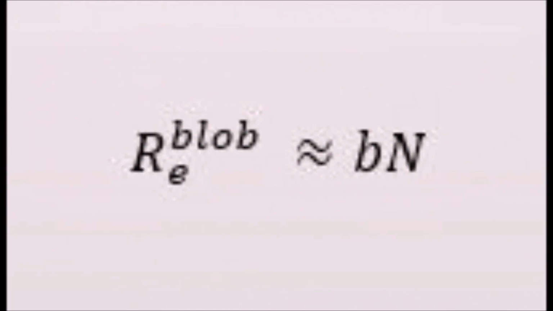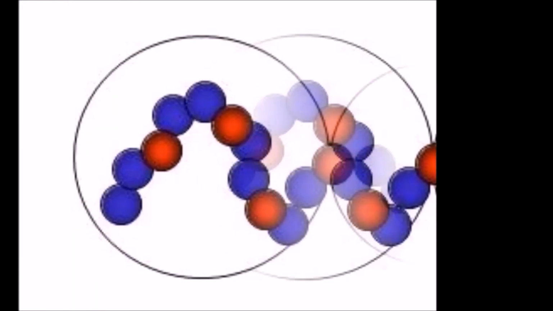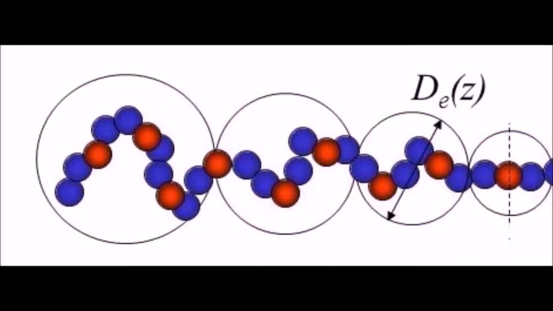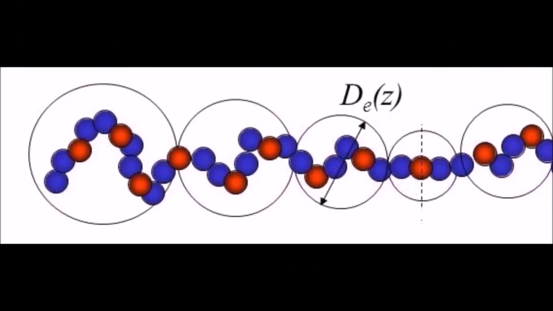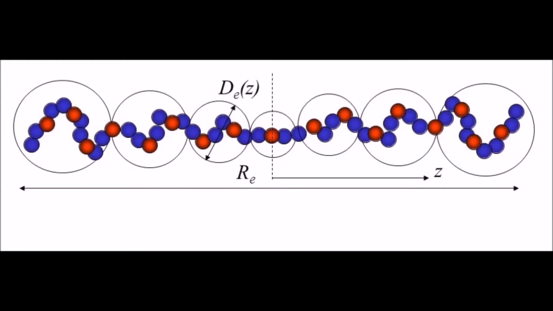The end-to-end distance according to this theory scales as given in the equation, where B is the bond length and N is the degree of polymerization. But the forces on all blobs are not the same, and hence they should be of different lengths. The blob in the middle experiences more interactions compared to blobs at the chain ends. So this decreases the blob size near the center of the chain, leading to non-uniform stretching of the polyelectrolyte chain.